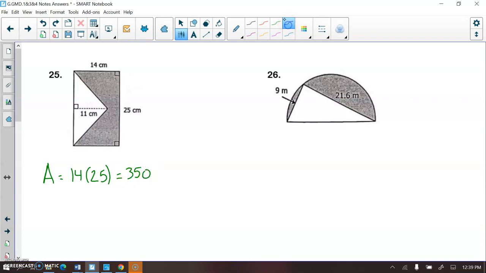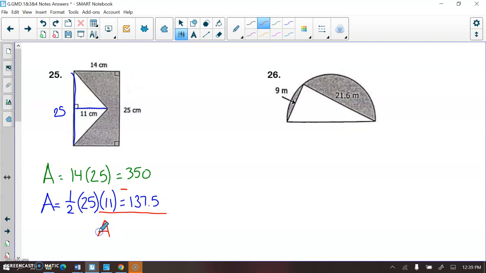And then I have a triangle with base 25 and height 11. So 1/2 times the 25 times the 11, which comes out to be 137.5. And now I'm going to subtract the 2 to get my shaded area, which comes out to 212.5 centimeters squared.